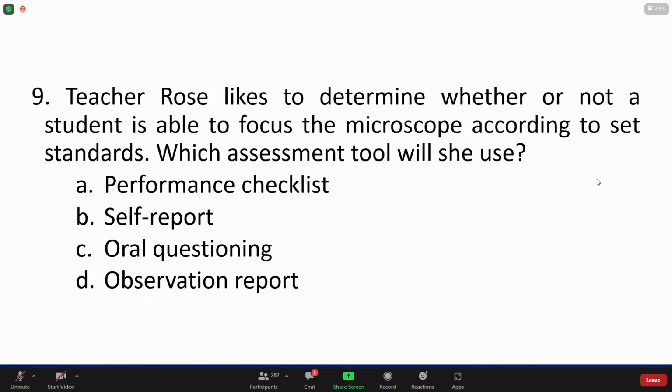Number 9, teacher Rose likes to determine whether or not a student is able to focus the microscope according to set standards. Which assessment tool will she use? Letter A, performance checklist. Letter B, self-report. Letter C, letter D, observation report.